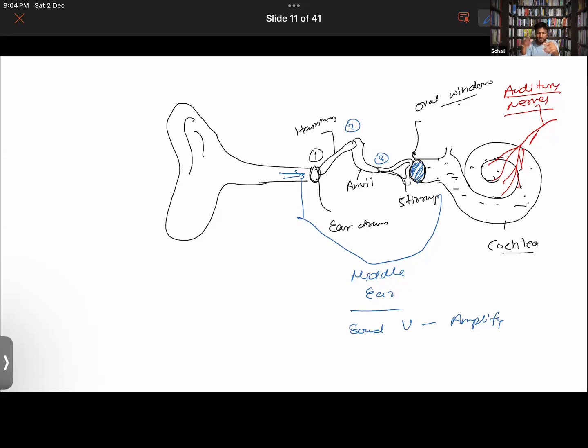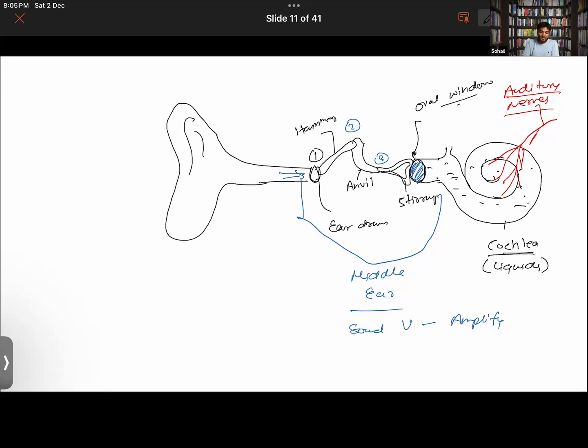So now the vibration will be passed on to the oval window of the cochlea. Getting it now? Now then what happens? Inside this cochlea, as Aram was saying, there are liquids found in it. The vestibule. As of now, just know that there are liquids found in the cochlea. So what happens? The liquids inside the cochlea will start to vibrate.